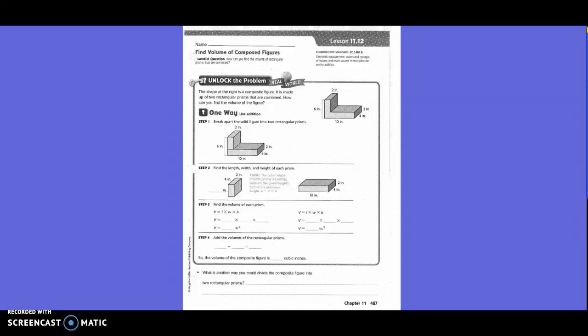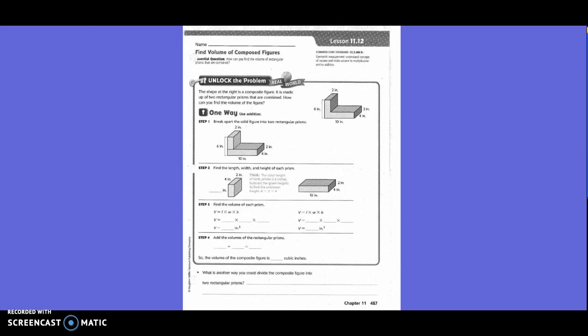Fifth grade, chapter 11, lesson 12. Find volume of composed figures. Unlock the problem. The shape at the right is a composed figure. It is made up of two rectangular prisms that are combined. How can you find the volume of the figure? So one way, break apart the solid figure into two rectangular prisms.